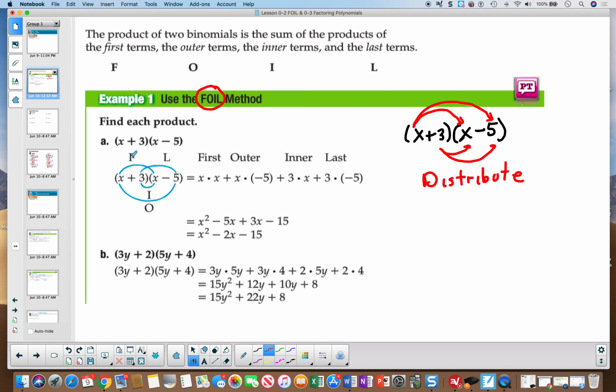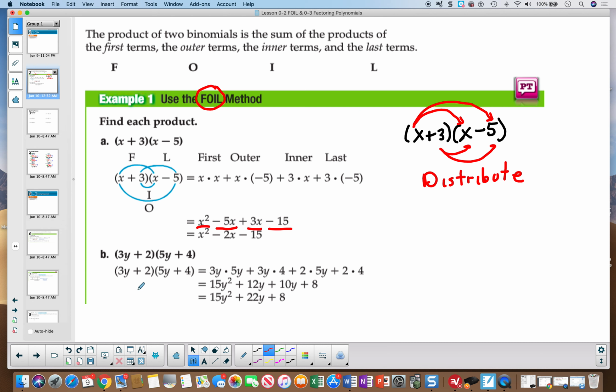Now, the F stands for first, so the first terms are multiplied, x and x. So this is x squared. And then the outer, and then that's negative 5x. The inner, 3x. And then the last terms are the two constants being multiplied. And then we go ahead and we combine like terms and we get this.